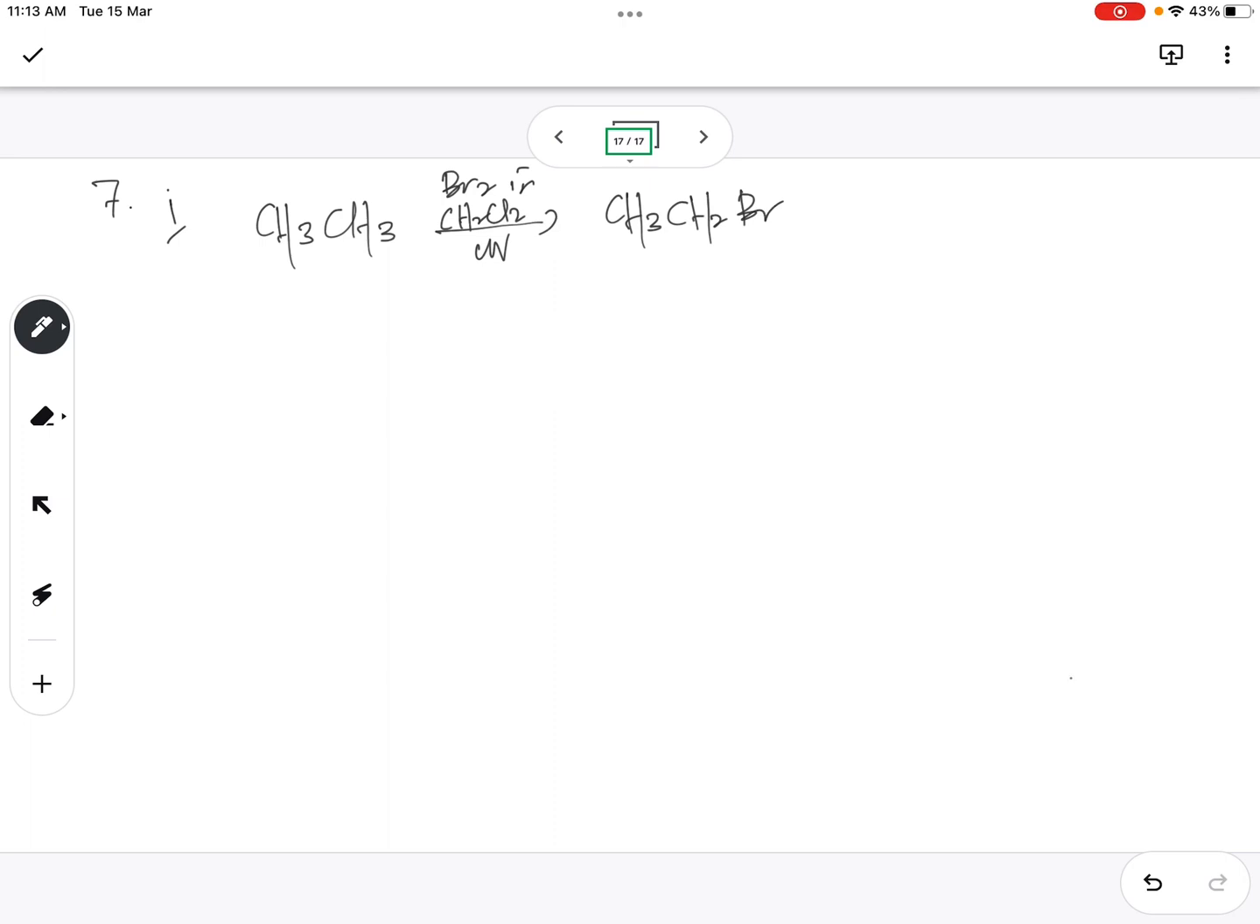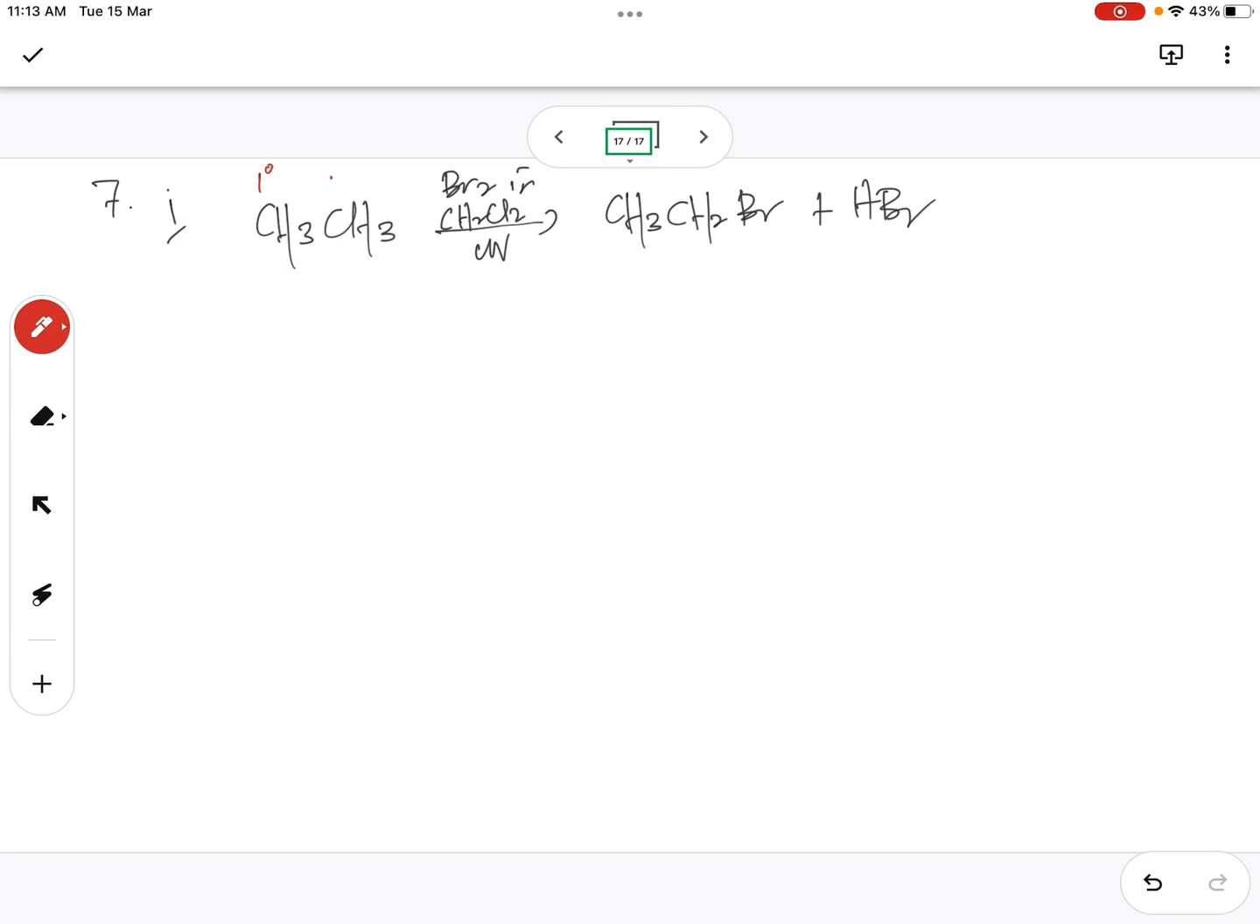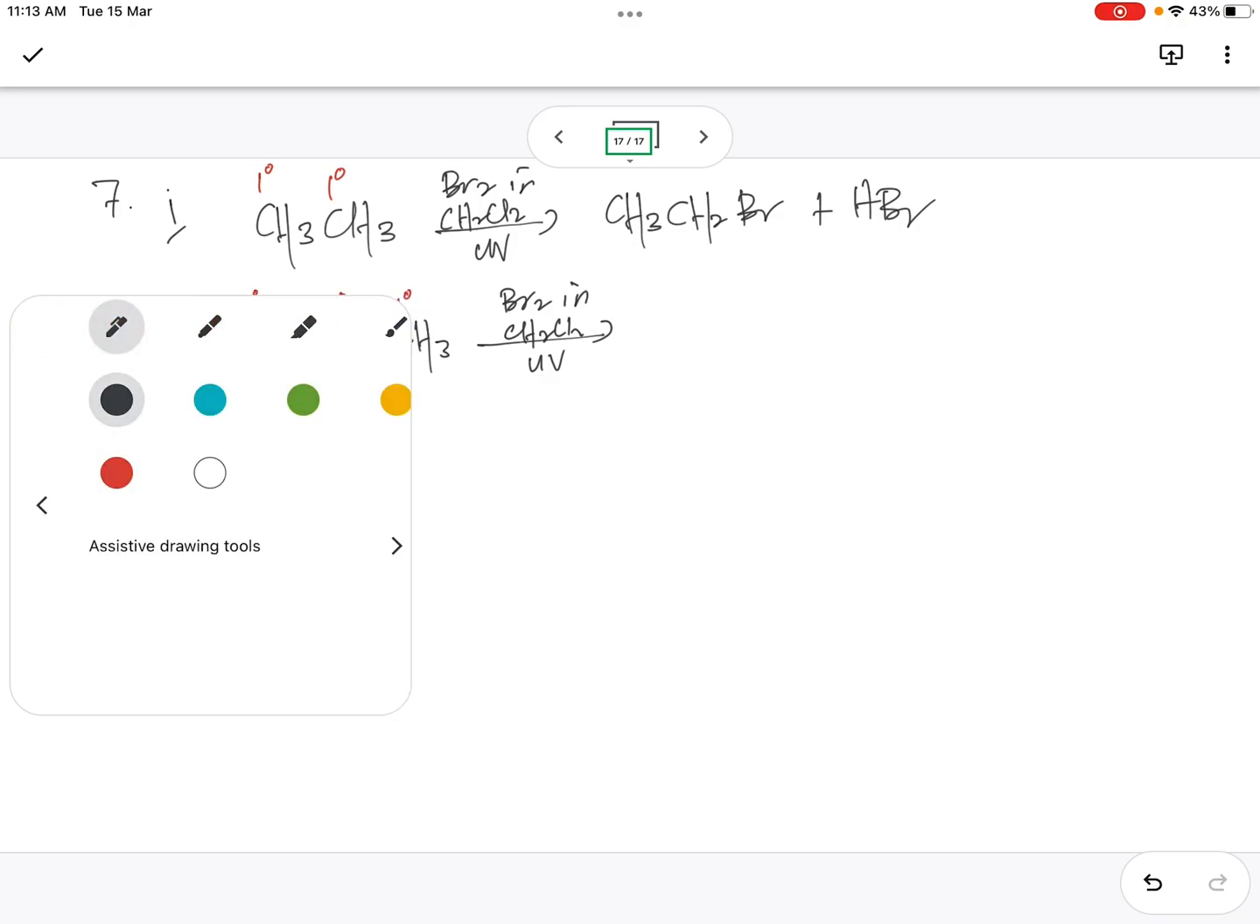Mono substitution, we only get this one. Of course with the HBr, right? Because we have only one class of carbon, that is primary and primary. So you get one product only. If you look at the second one, this one we may get 2 products. Okay, the same reaction, bromination under sunlight. The difference here is we have primary, we have secondary, we have primary. So we will get 2 products.